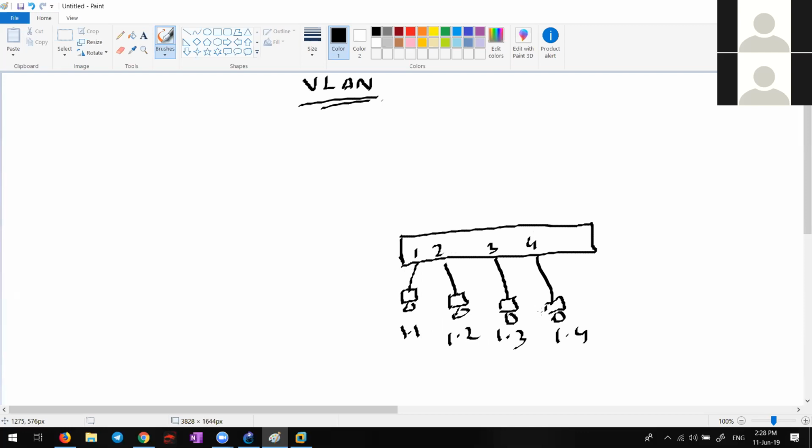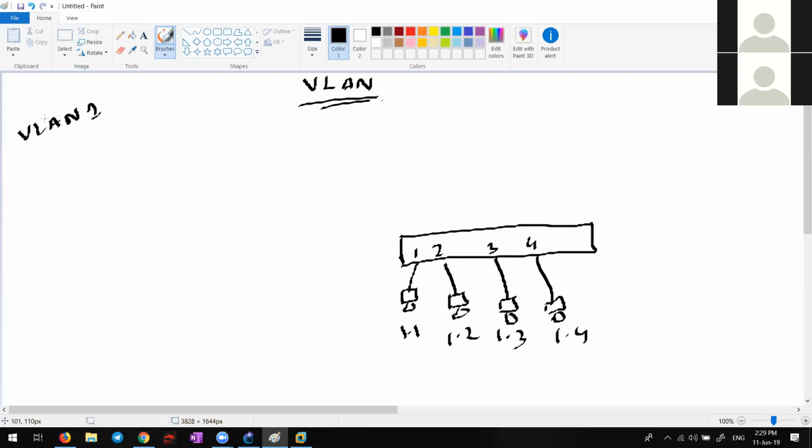Same area means same VLAN. So all the ports of a switch belong by default to VLAN number 1, and VLAN number 1 is called the management VLAN. Who said native VLAN? Every class I hear that. Forget about native VLAN. VLAN 1 is called the management VLAN.